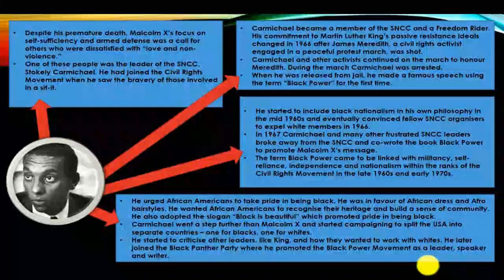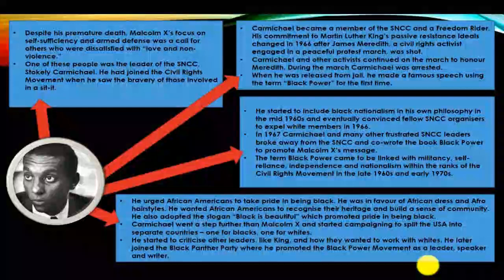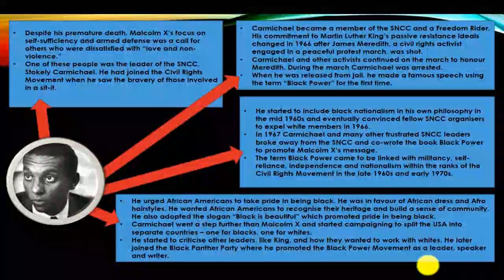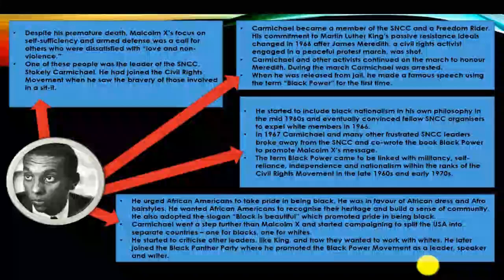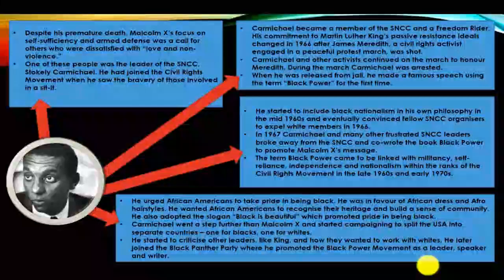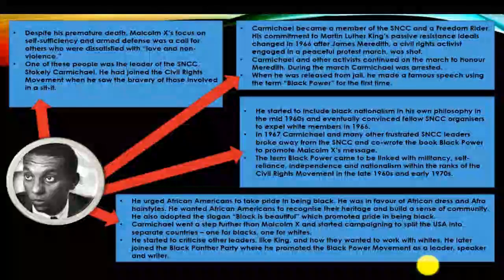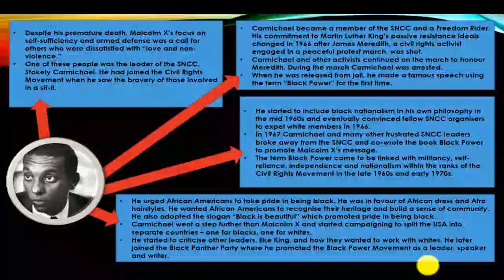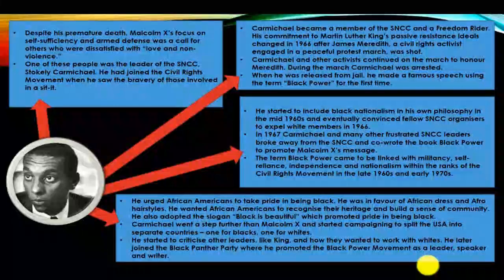He urged African Americans to take pride in being black. He was in favor of African American dress and Afro hairstyles. He wanted African Americans to recognize their heritage and build a sense of community, and adopted the slogan, "Black is beautiful." Right. He also started to criticize passive resistance leaders like King, who wanted to work with whites, and he later joined the Black Panther Party, where he promoted the Black Power movement as a leader, speaker, and writer.